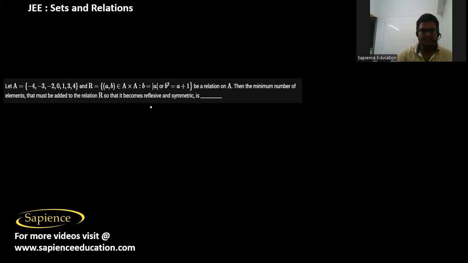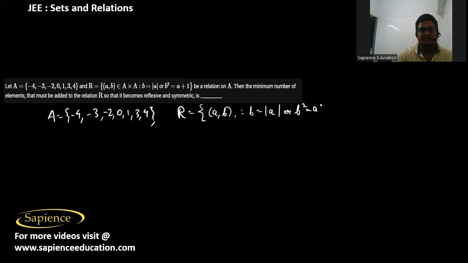So here it is told A is the set {-4, -3, -2, 0, 1, 3, 4}, where R is the set of the ordered pairs (a, b) such that b equals mod a, or b squared equals a plus 1. So it means a is related to b only if this condition is satisfied. Then the minimum number of elements that must be added to the relation R so that it becomes reflexive and symmetric is?